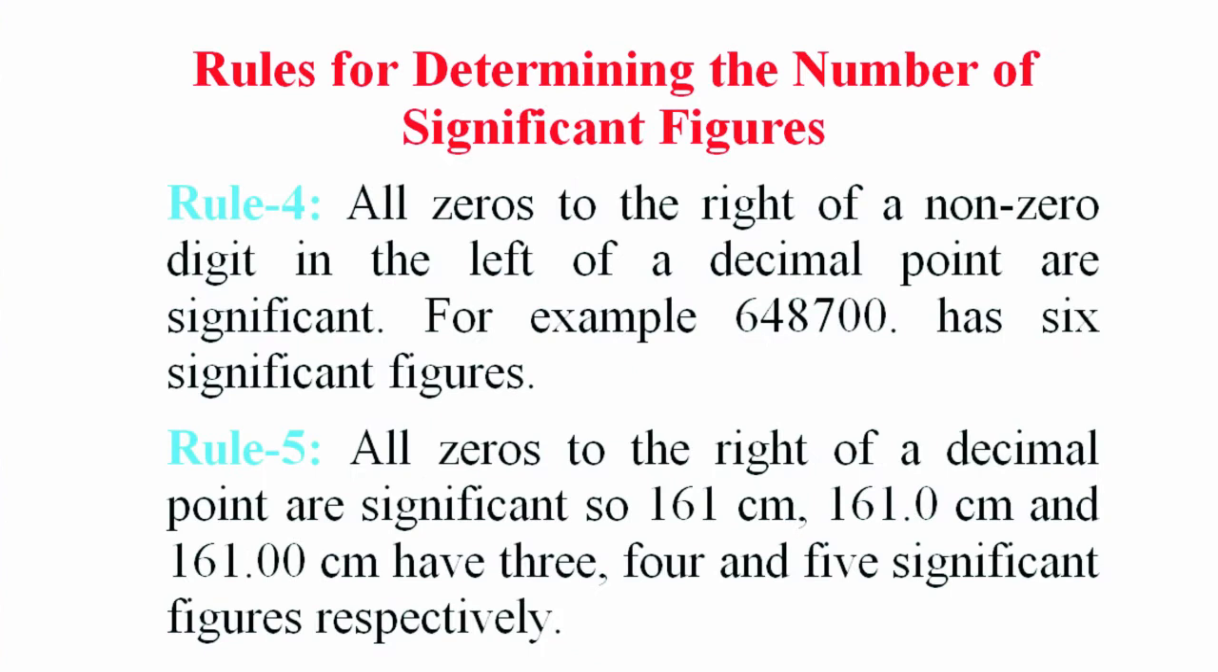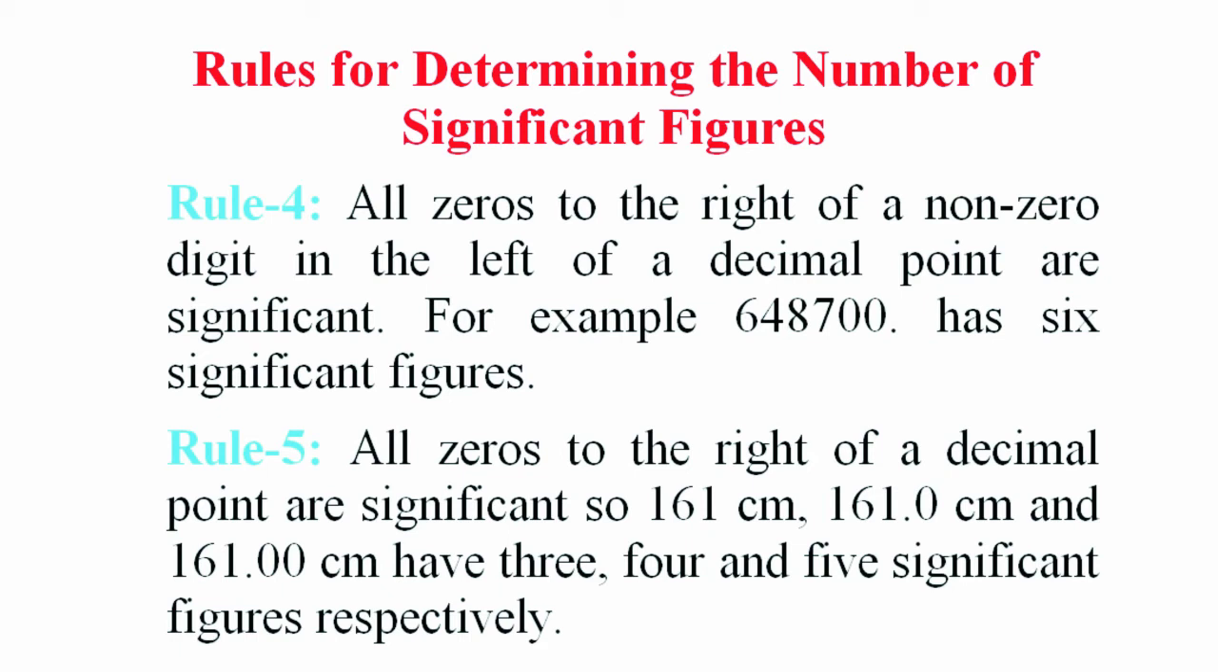Number 4. All zeros to the right of the non-zero digit but to the left of the decimal point are significant. For example, 64870 point, only the point is placed, not a zero. No zero after the point. 64870 point has six significant figures.